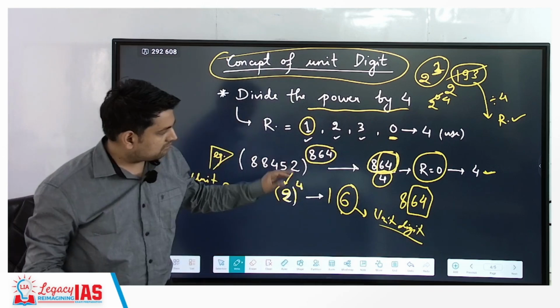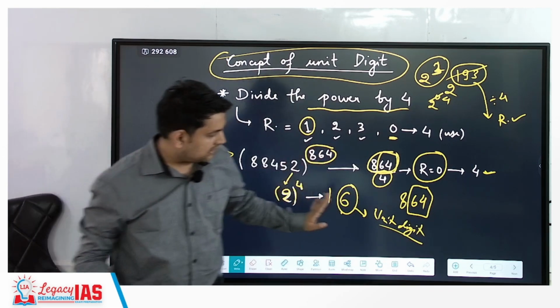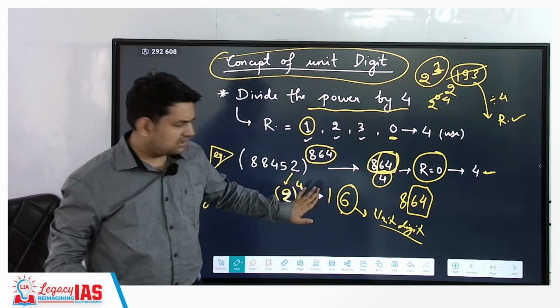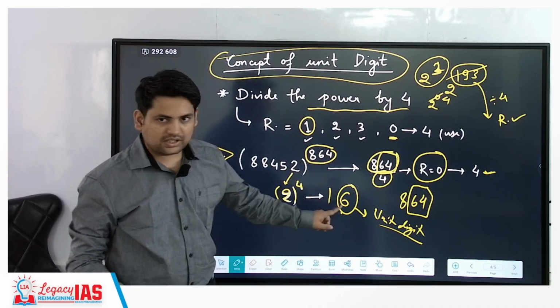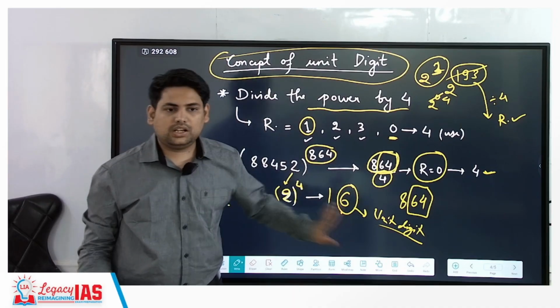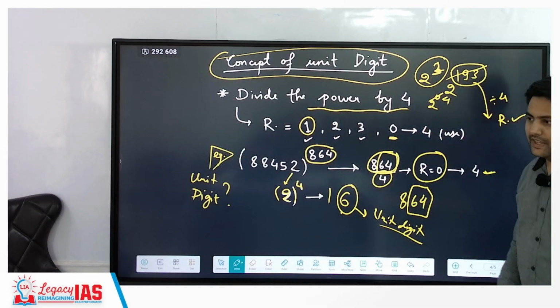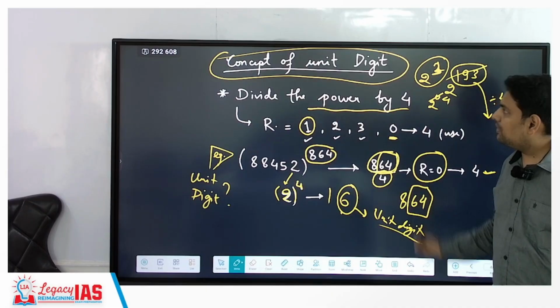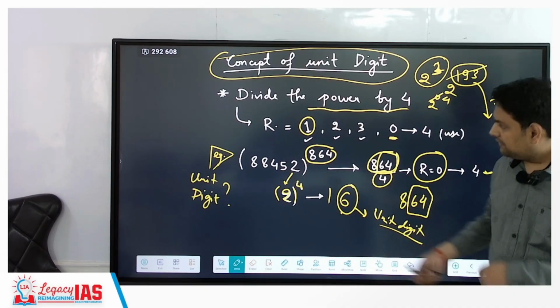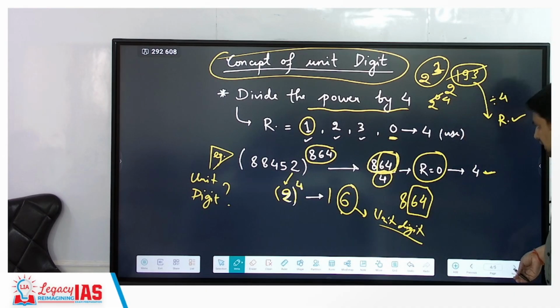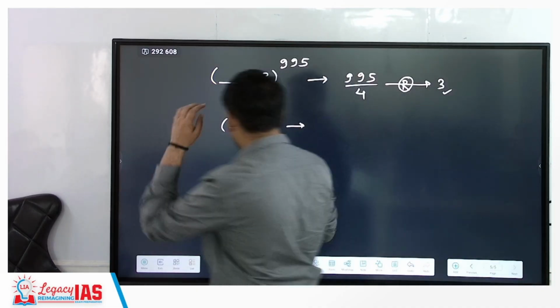This whole big number to the power, this big number will have unit digit as 6. This number does not matter, just 2 power 4, 16. See the unit digit only. So you get to the unit digit. That is all that you need to know about the concept of unit digit. Now, let's try a few more examples like this one.